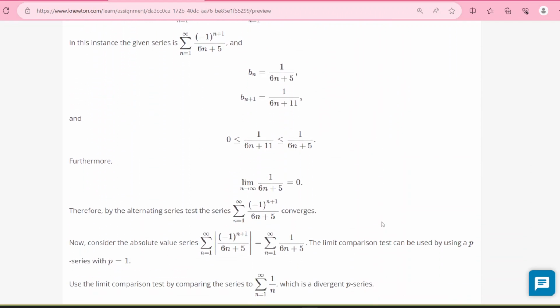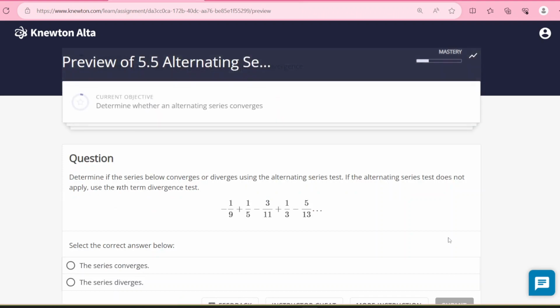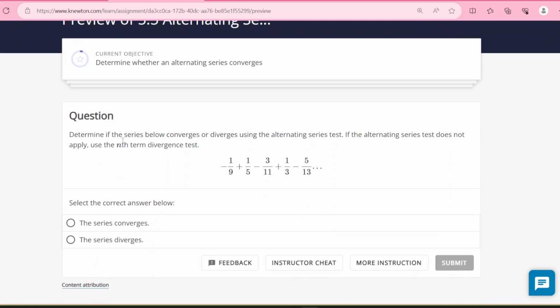Now they did a direct comparison, whatever. Oh no, they did a limit comparison as well. So now we're given an alternating series, asked to determine whether it converges or not. Determine if the series below converges or diverges using the alternating series test. If the alternating series test does not apply, use the nth term divergence test. Do the terms even go to zero? That was the divergence test.